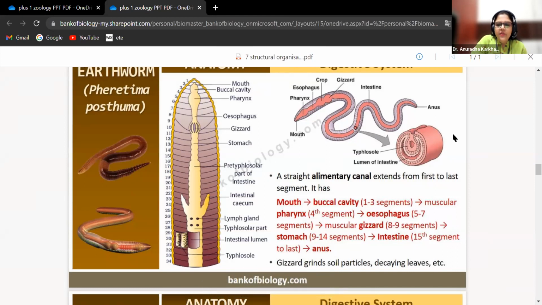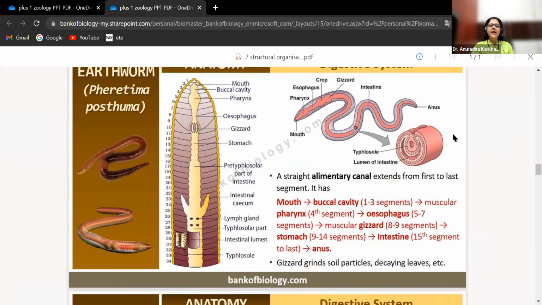Yes, cuticle will prevent water loss. The most important thing in earthworm is the segments and their numbers. That is the only thing they ask. Now see, if you make a chart this way, it becomes very simple: 1, 2, 3, 4, 5, 6, 7, then 9, 10, 11, 12, 13, 14, 15 to the last intestine. It becomes very simple. You can write it down as a flow chart if you want.